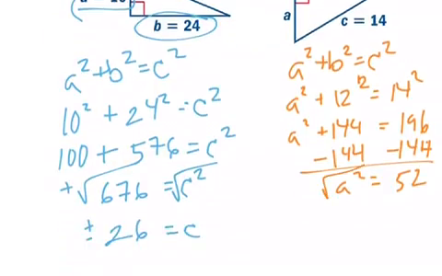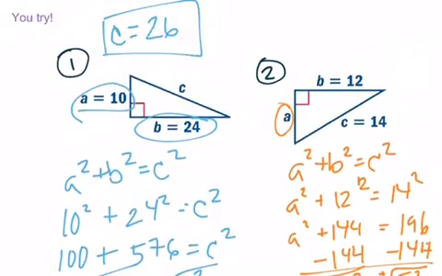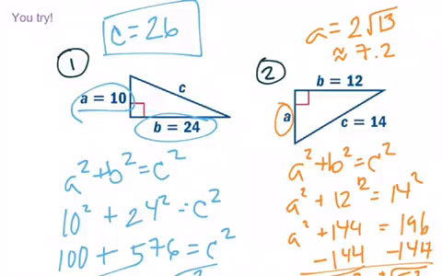Find the square root of both sides. And we're left with a is equal to square root of 52. You can break it up into square root of 4 and square root of 13. Square root of 4 is 2, so a is equal to plus minus 2 root 13. So thus the answer to this is a is equal to 2 root 13, which approximates to 7.2. All right?